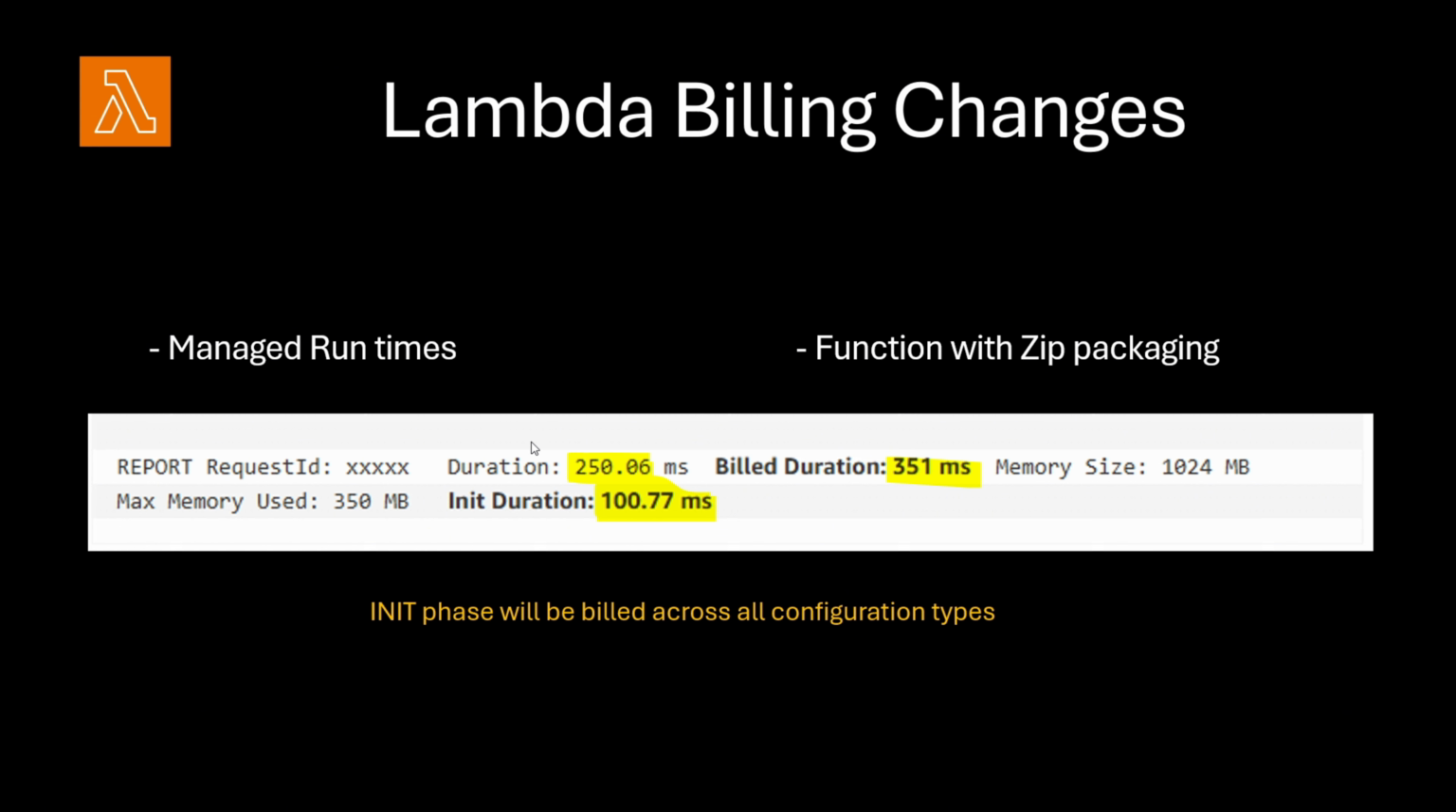Effective August 1, 2025, the init phase will be billed across all configuration types. As you can see, init phase duration is now included in the build duration. Going forward, for all on-demand invocations of Lambda functions which are using managed runtimes with zip archive packaging, the init duration is a part of total build duration. In our example, the build duration is now 351 milliseconds, which was 251 milliseconds in the past. And this is roughly a 40% increase in your overall Lambda cost.